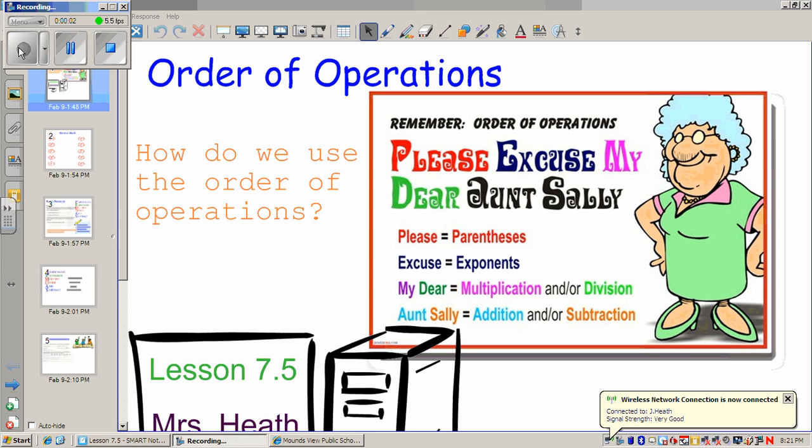Welcome to lesson 7.5 on order of operations. Our objective in this lesson is how do we use the order of operations.